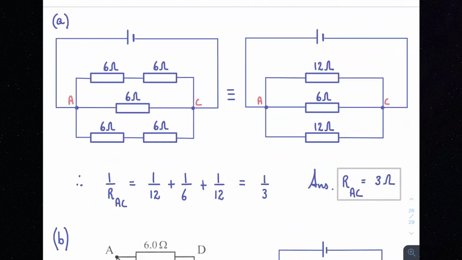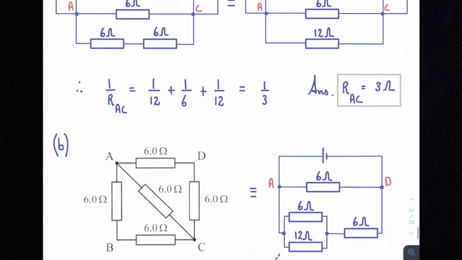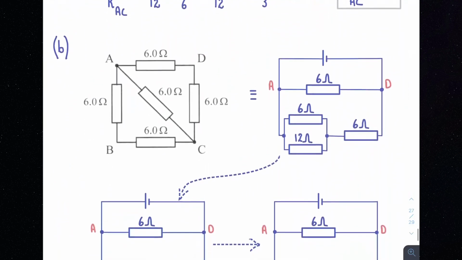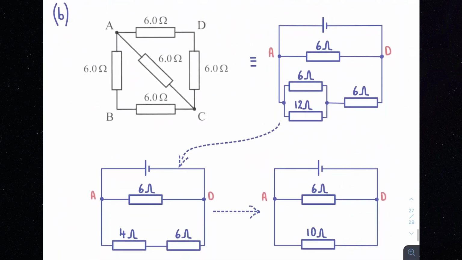Then the second part is telling us to find the total resistance between A and D. So this is the original circuit given. We imagine now including a battery between A and D, so we redraw the circuit. And you must be very careful here. This 6 ohm resistor must be drawn alone across the battery, in between points A and D, just as here.